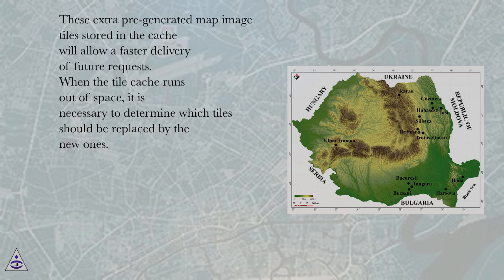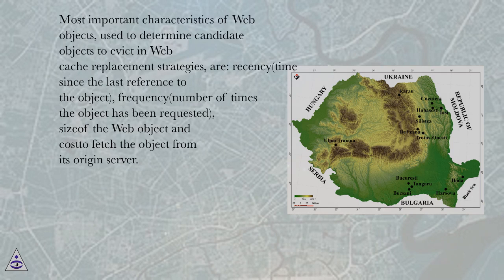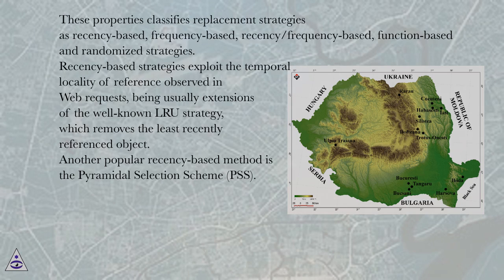When the tile cache runs out of space, it is necessary to determine which tiles should be replaced by the new ones. The most important characteristics of web objects, used to determine candidate objects to evict in web cache replacement strategies, are recency, the time since the last reference to the object; frequency, the number of times the object has been requested; size of the web object; and cost of fetching the object from its origin server. These properties classify replacement strategies as recency-based, frequency-based, recency/frequency-based, function-based and randomized strategies.